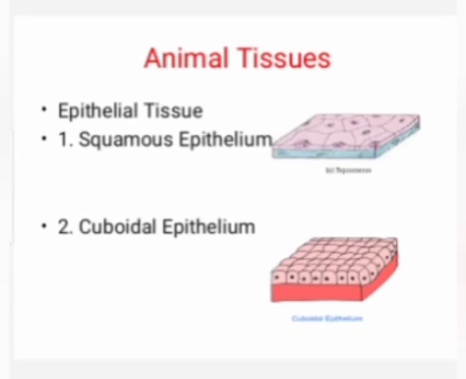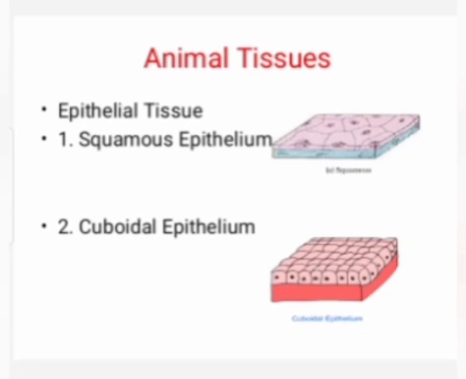Now let us learn the animal tissues. The animal tissues are: 1. epithelial tissue, 2. muscular tissue, 3. connective tissue, 4. nervous tissue. Now let us learn about epithelial tissue.